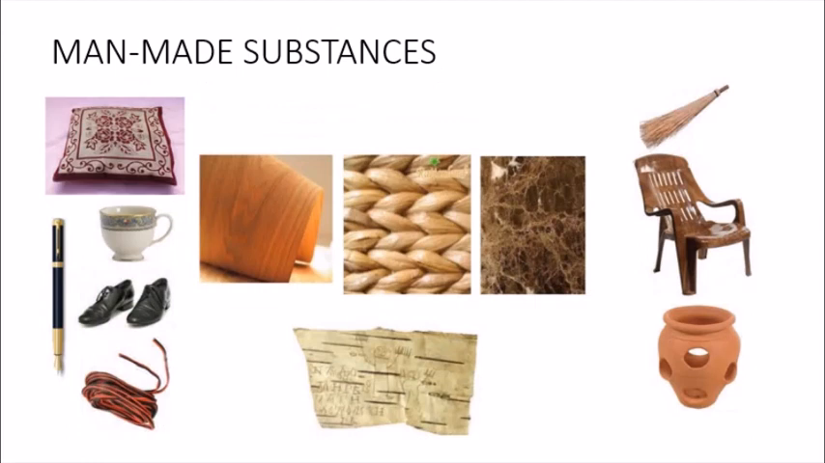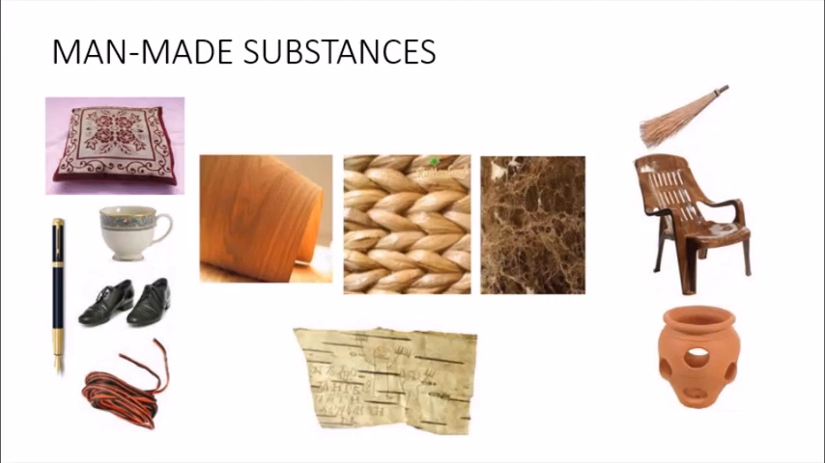Next is man-made substances. Now, these substances are made by us. We have made these substances to make our life more comfortable. We use chair, table, cushions, all these things to make our life easier. Most of these substances are obtained from natural substances, but we have modified them. We have changed their form and we have used it according to our use.